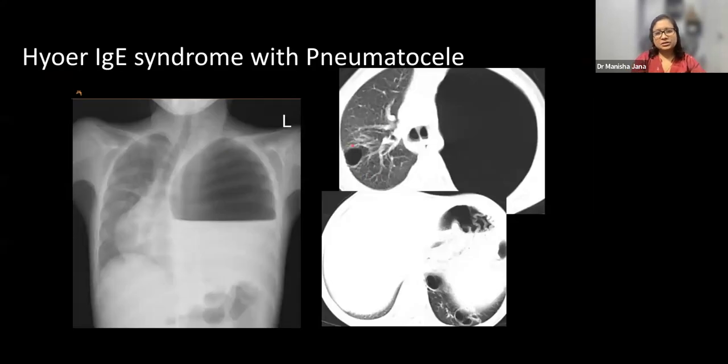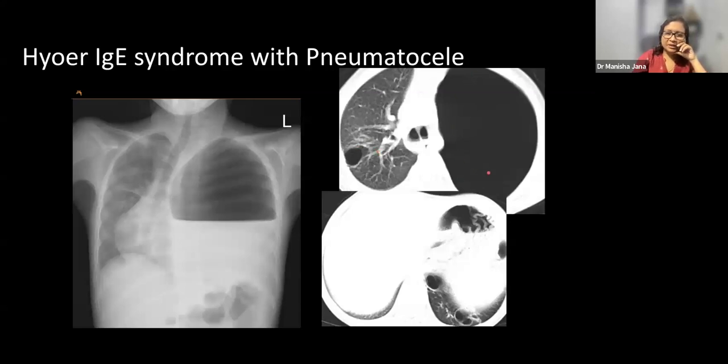Another cause of low attenuation is thin walled cysts, but if we see these multiple and scattered in multiple lobes, then we have to keep pneumatocele in our differential diagnosis as well and look for serial radiographs.